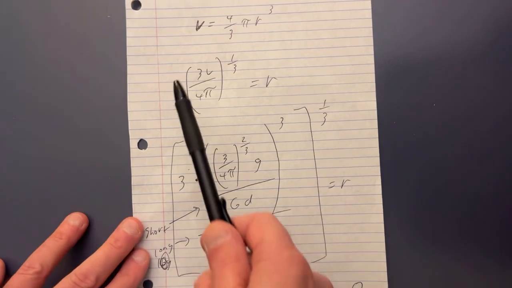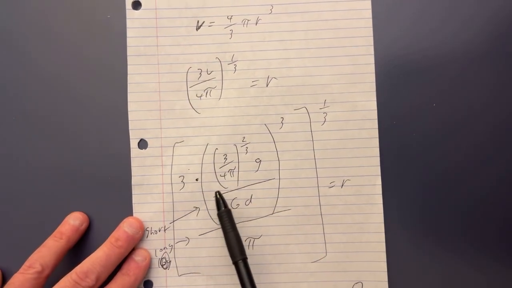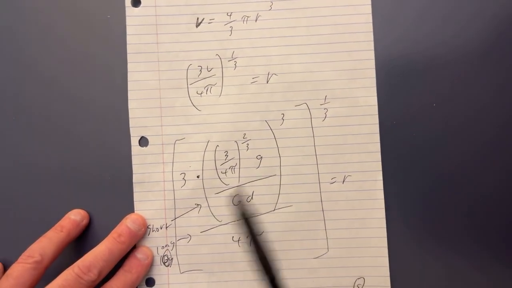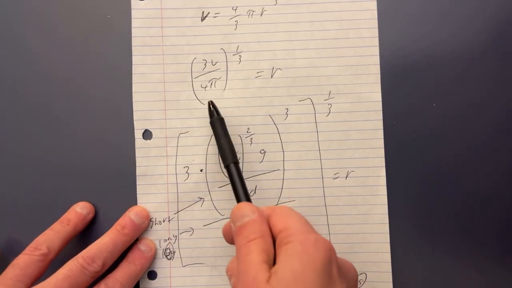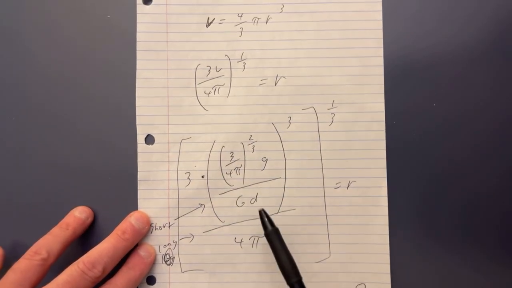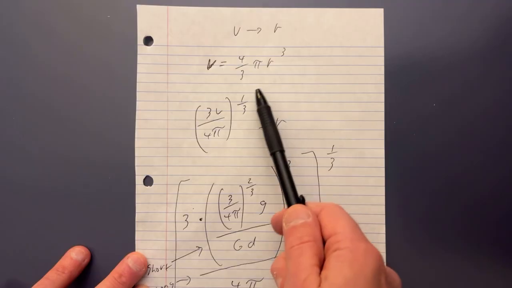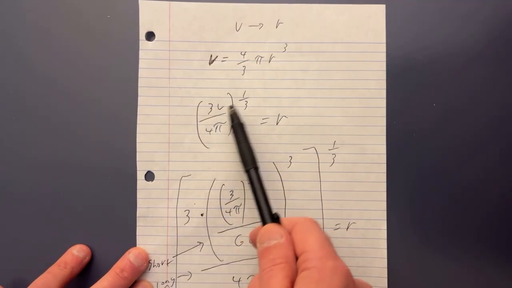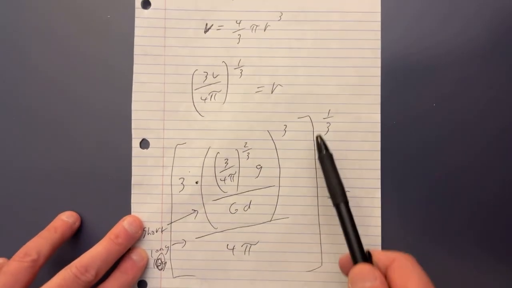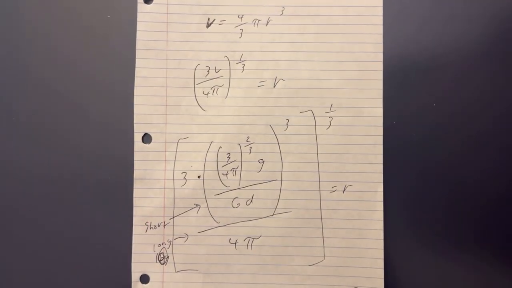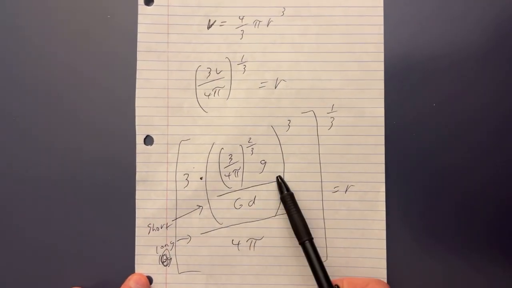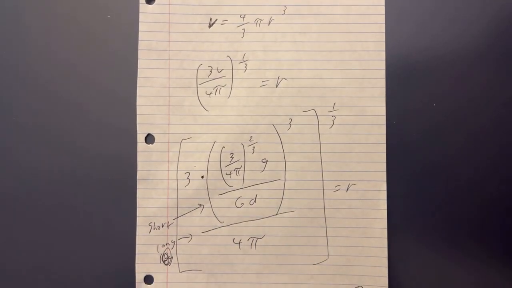You can see some of this here. There's your 3, there's your 3. This whole thing right here equals your volume. Your 4 pi goes from right here down to here. You have to take everything to the 1/3 power, and there's your 1/3 power right there. Notice here, this is a short division sign. That is a long division sign.